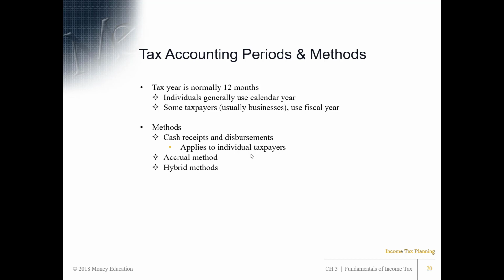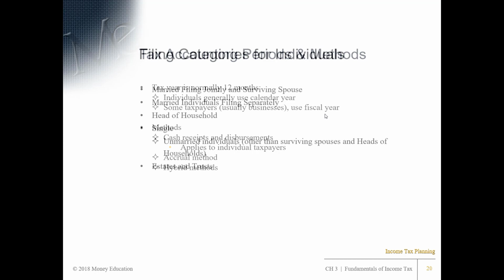So there are methods. Cash receipts and cash disbursements is called the cash method. All individuals are reporting on the cash method. Then there's accrual. This is for business taxpayers. A lot of business taxpayers actually report on a cash basis, but some, depending on the type of business or if they have inventory, report on an accrual method. And there are some hybrid methods which are not specifically relevant here.